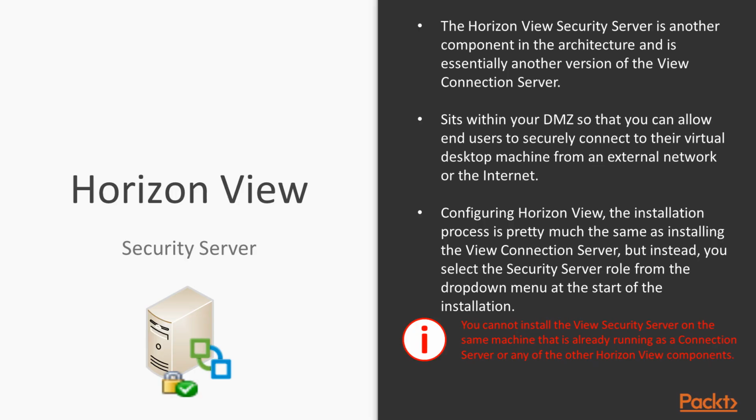The Horizon View security server is another component in the architecture and is essentially another version of the View connection server, but this time, as we saw in the high-level architecture, it sits within your DMZ so that you can allow end users to securely connect to the virtual desktop machine from an external network or the internet. A couple of points to note with the security server is that you cannot install the View security server on the same machine that is already running as a connection server, or any other Horizon View component for that matter. You should also not join the security server to your domain.